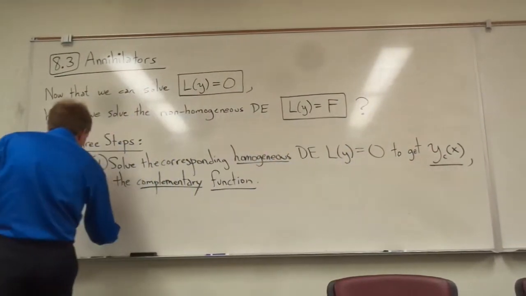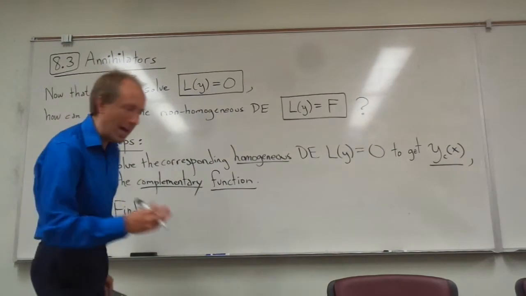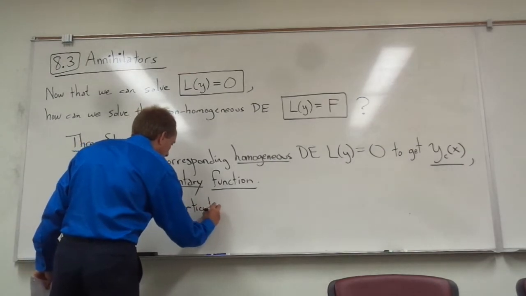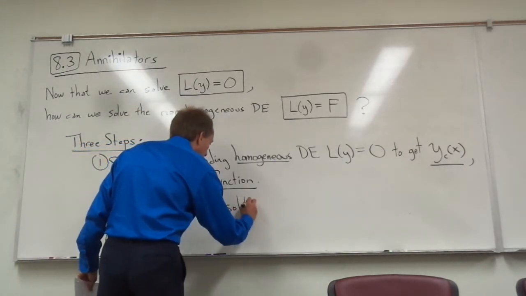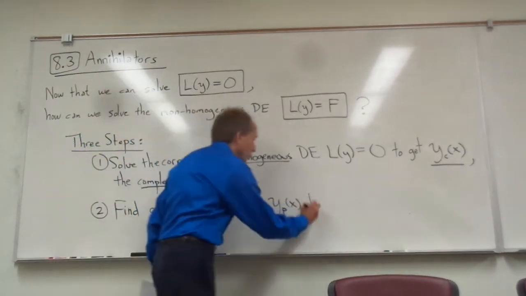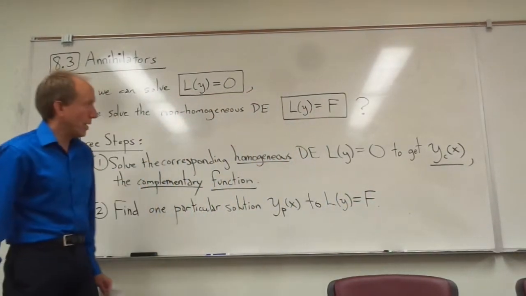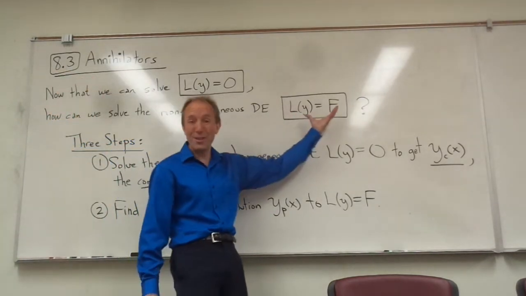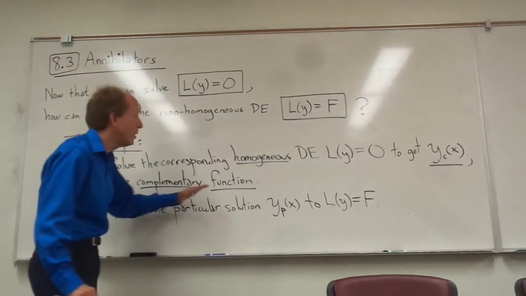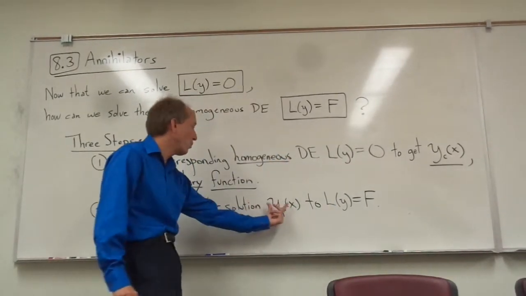The second step in the process is going to be to find somehow, and I'm going to explain how, one particular solution. I'm going to call it y sub p of x. So one particular solution to the differential equation L of y equals f. So you don't have to find all of the solutions to this non-homogeneous linear differential equation. You just have to find one solution to it. One specific solution. That's the particular solution, y sub p of x.